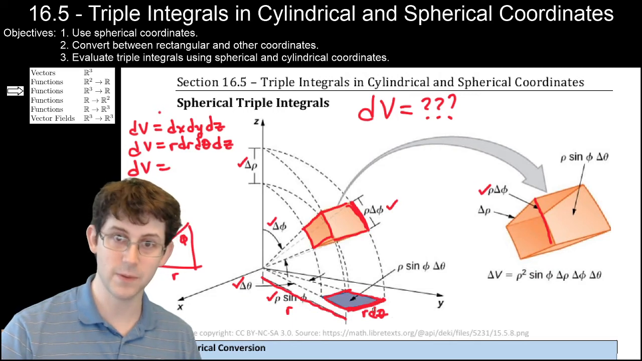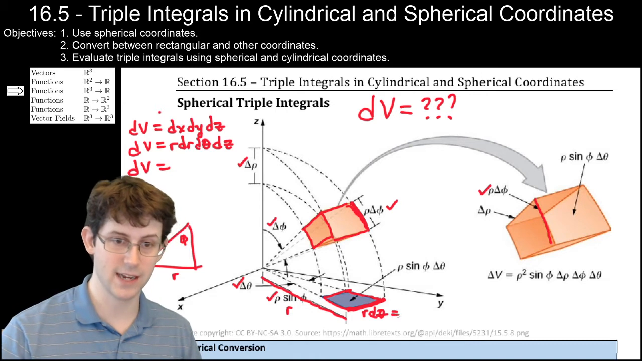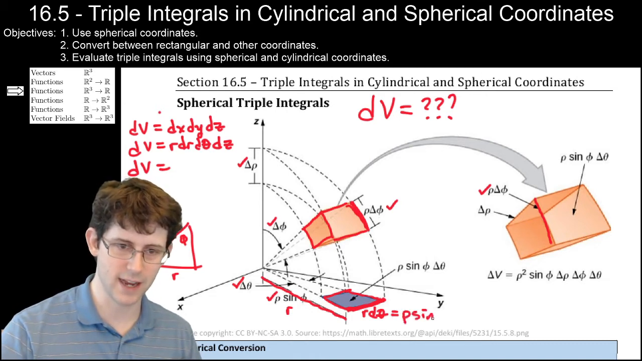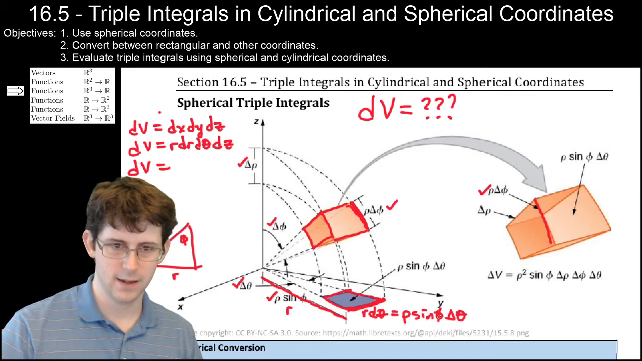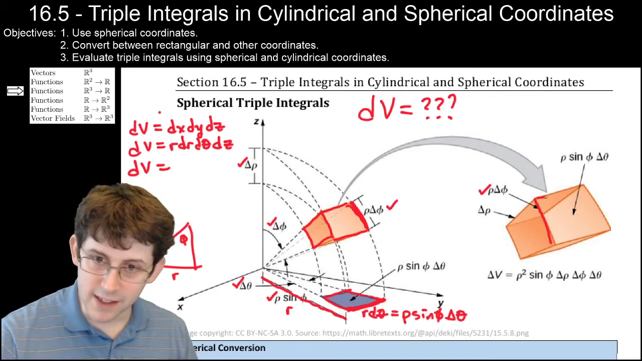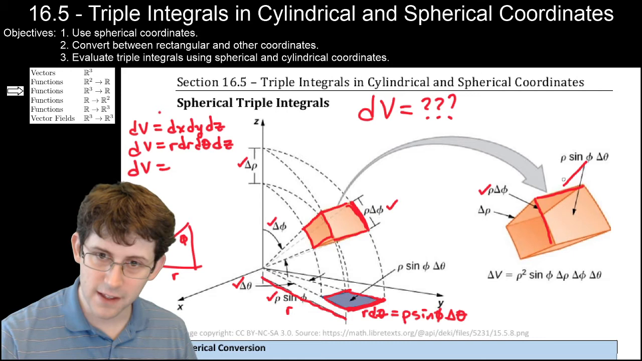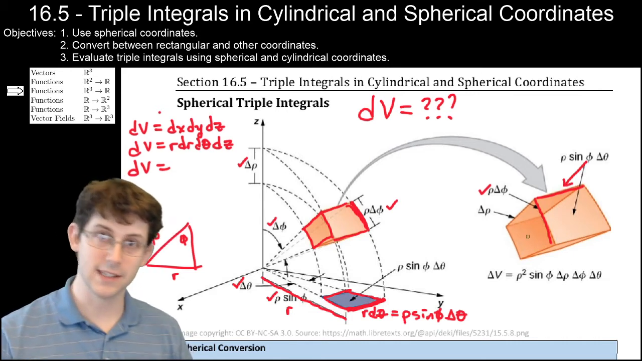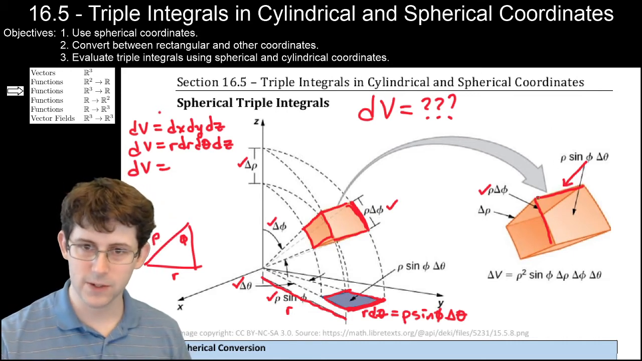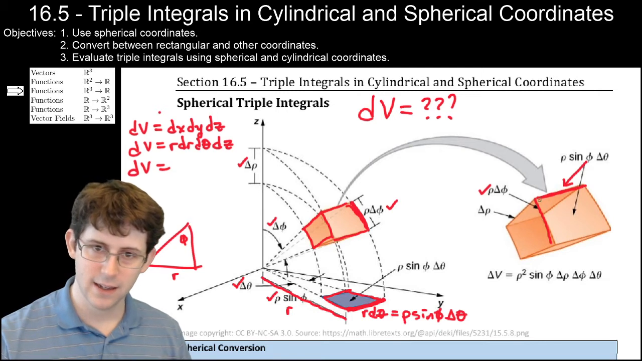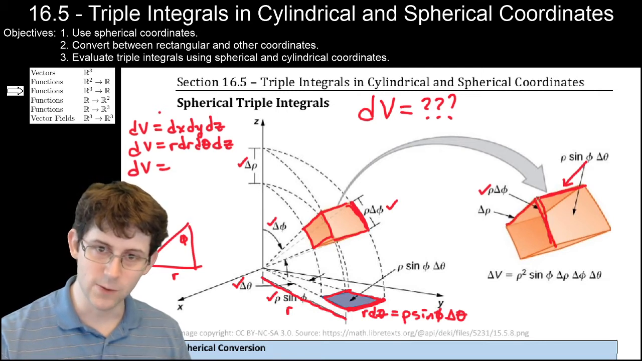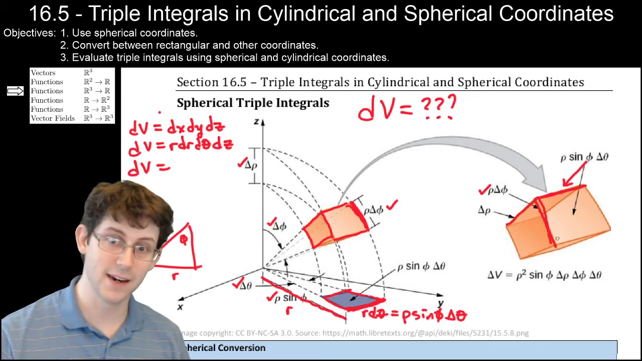And that length is what we actually want. So when we find r d theta, r is rho sine phi. So here's rho sine phi d theta. That is this length. So this little box has sides rho sine phi d theta, rho d phi, and d rho. And if I multiply all those together, I get dV.